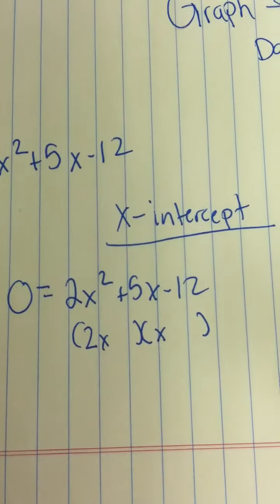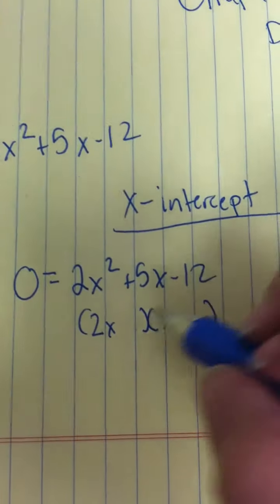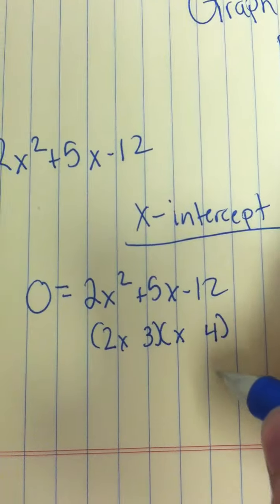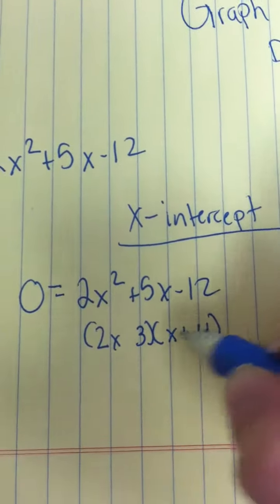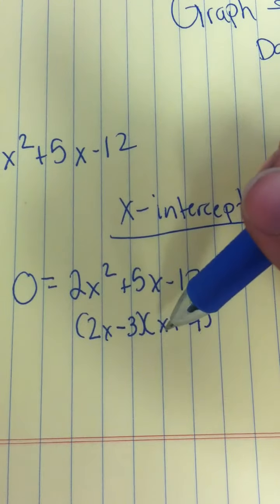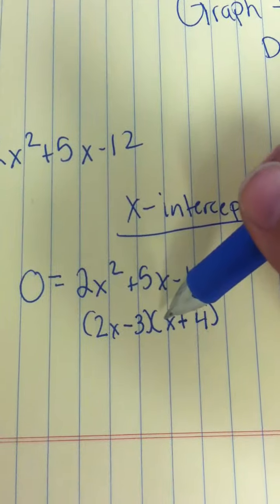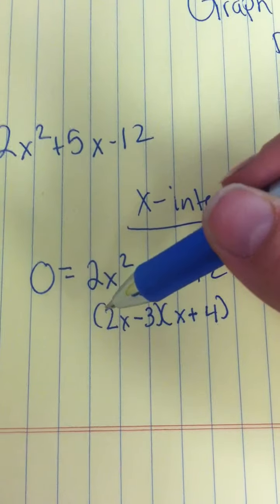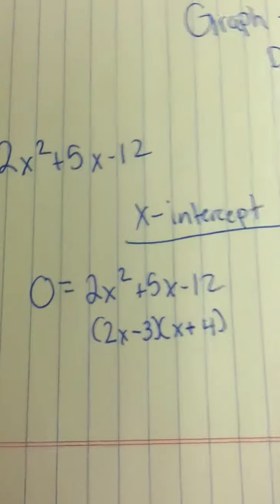We know that that has to be 2x and x, and we know these two numbers have to multiply to equal 12. So I'm going to try 3 and 4, and I'm going to do a positive 4 and a negative 3. If we just double check this, 2x times x is 2x squared, negative 3 times 4 is negative 12, negative 3 times x is negative 3x, and 4 times 2x is 8x. So negative 3x and 8x is 5x. So we're good.